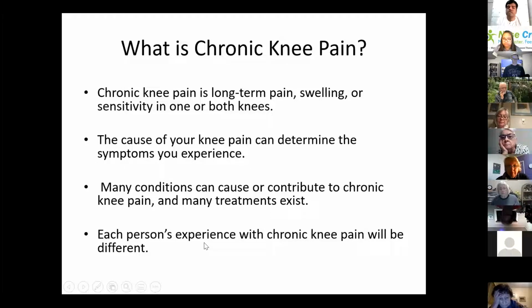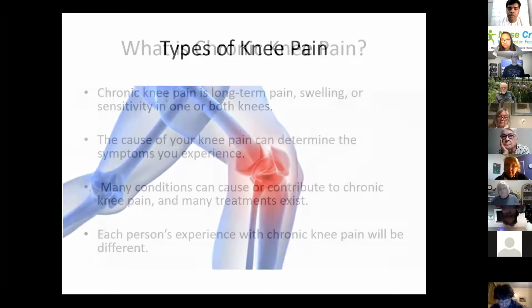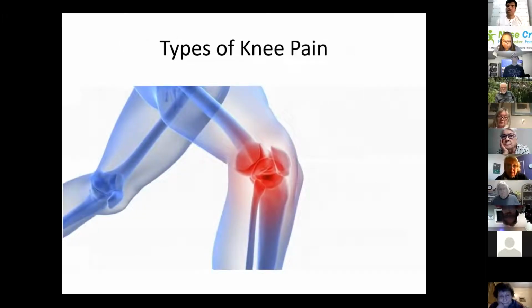Each person's experience is different, depending on what they have been through and how they use their knee, and there are multiple conditions where pain can present in the knee as well as in other joints. So let's talk about those types of knee pain. What could be the reasons inside the knee? And we are also going to talk about the other reasons coming from other joints or muscles.